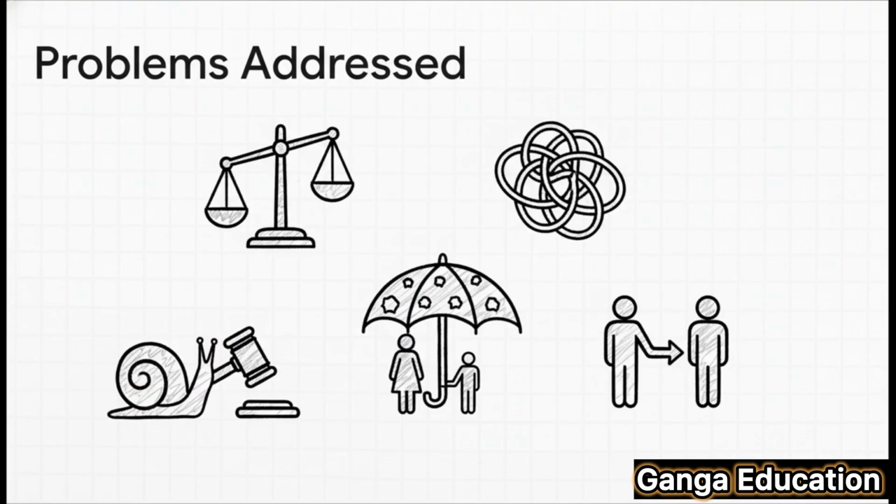Think about it. When you have different laws for different communities, you automatically get inequality. It's confusing for people, it can cause social friction, and sometimes it leaves women and children without enough protection. Plus, it can clog up the whole justice system. The goal here is pretty simple. Streamline everything and create a level playing field.